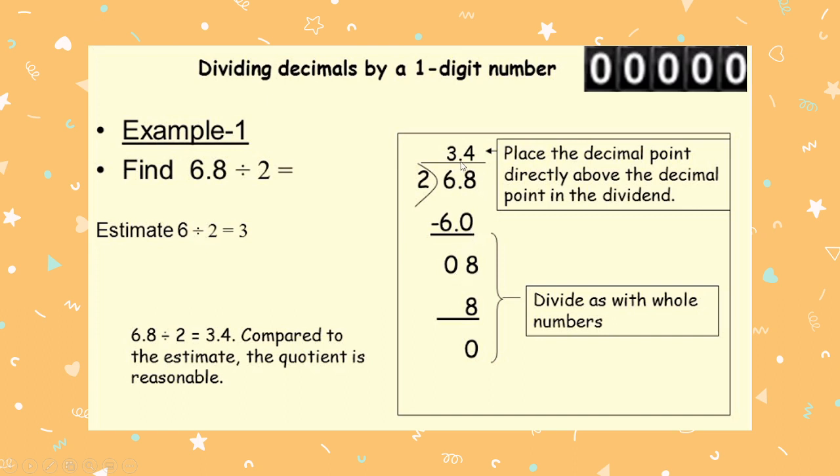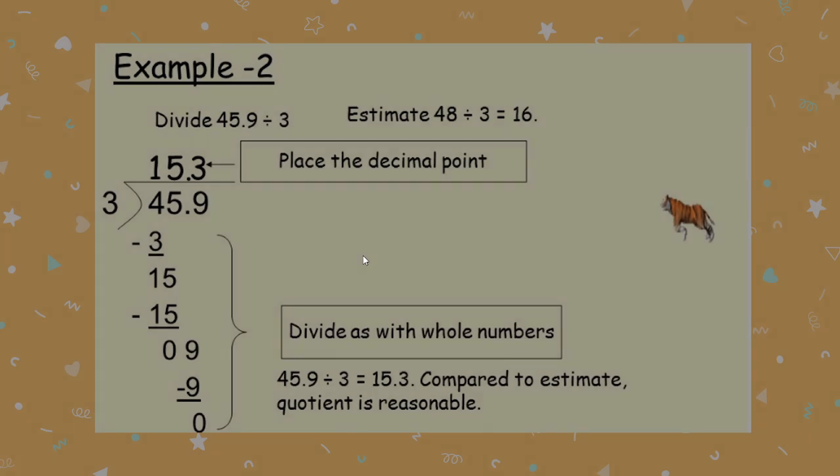Here we will add our decimal point before multiplying again. 2 times 4 will give us 8 with a remainder of 0. So our answer is 6.8 divided by 2 is equal to 3.4. And compared to our estimate, the quotient is reasonable.